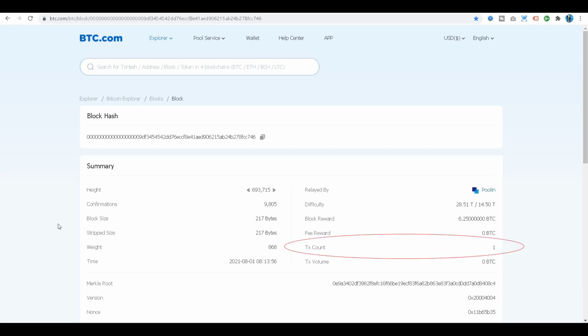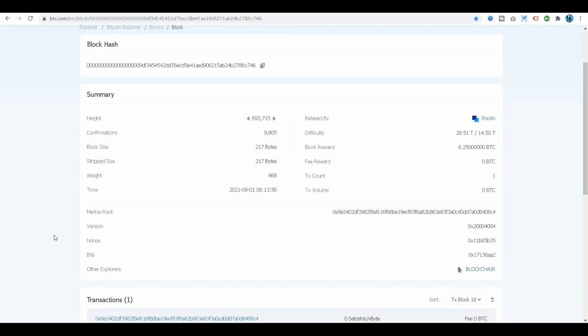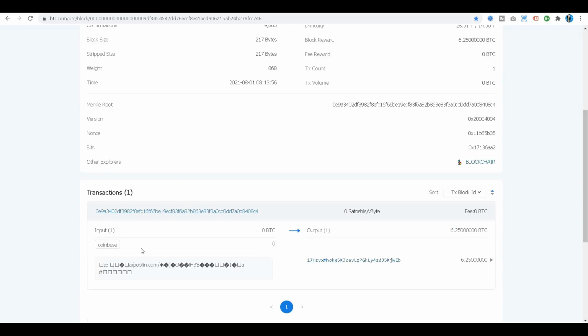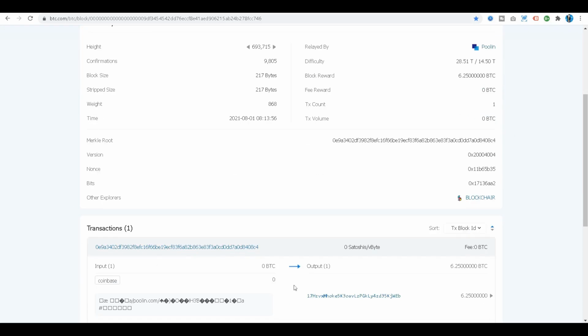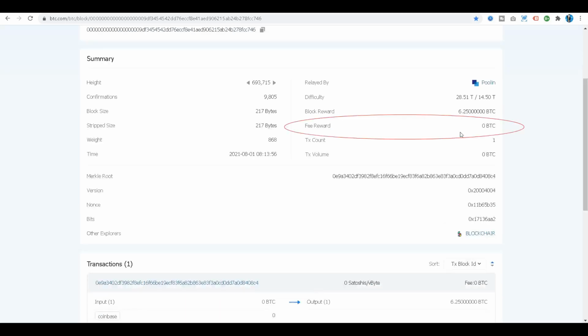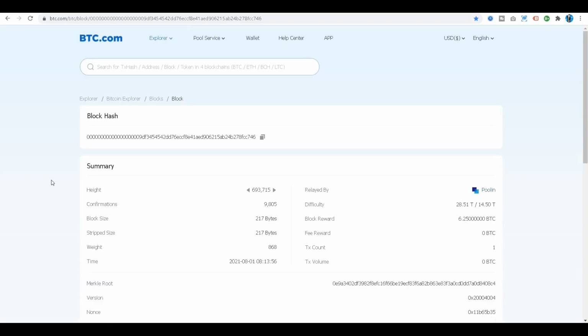I want to point out to you that this specific block contains only one transaction. That transaction is the Coinbase transaction, and the miner, which in this case was Poolin, was able to get 6.25 new Bitcoins. But notice there are no fees. You will see that the fee reward was 0. So the block reward was 6.25 new Bitcoins, and the fee reward was 0. Why? Because there were no other transactions inside this block.